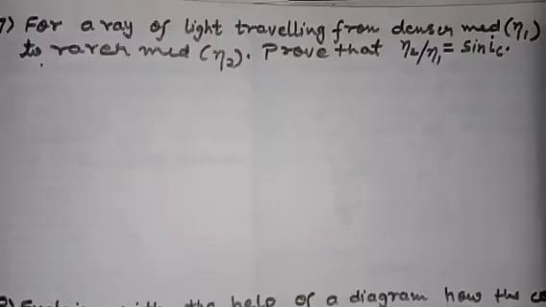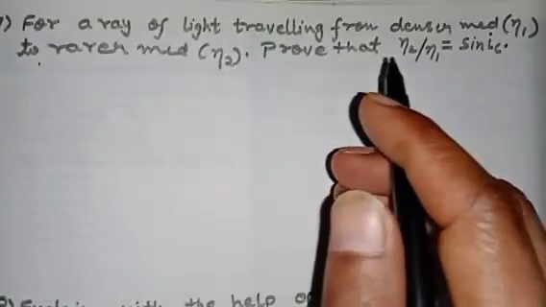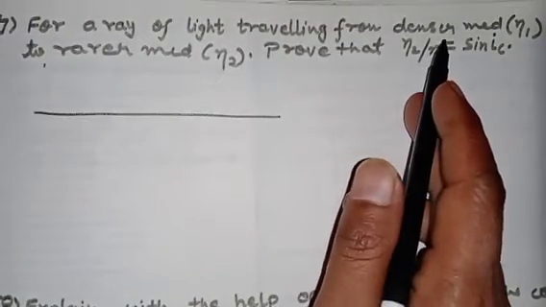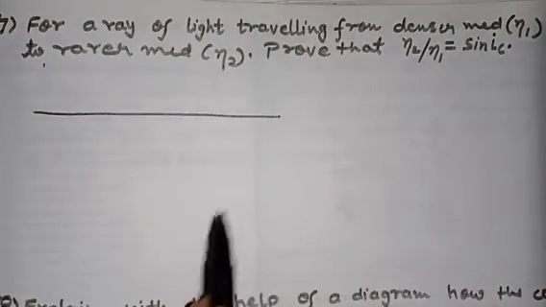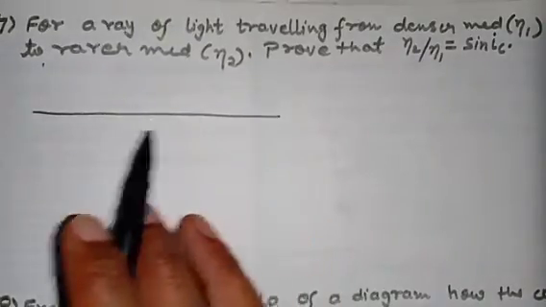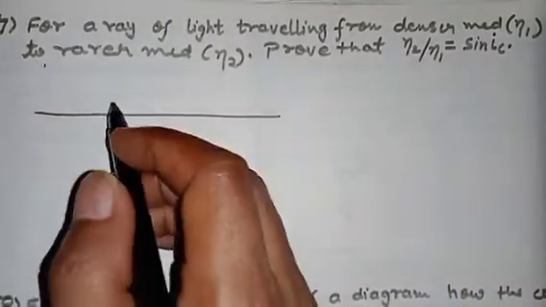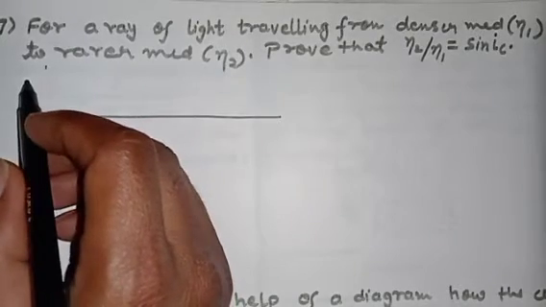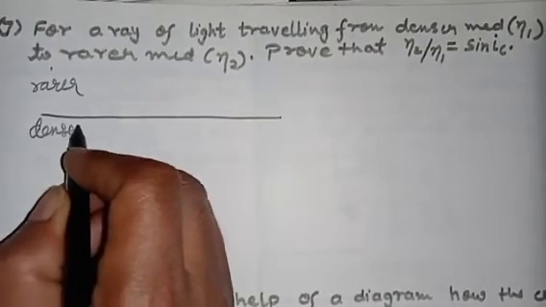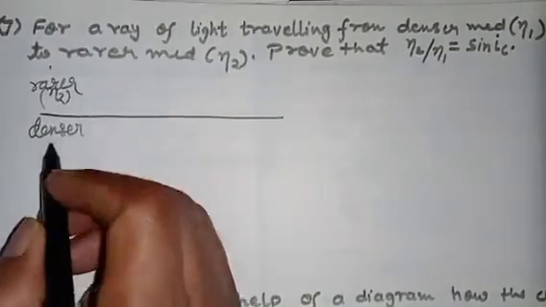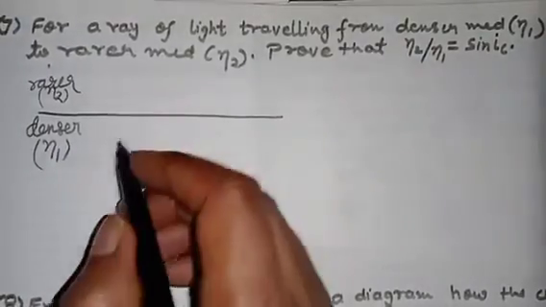Straight away you can. For a ray traveling from denser medium eta 1 to rarer medium eta 2, prove that eta 2 by eta 1 equal to sine IC. So this is the case for critical angle. Remember this thing. Generally we show denser medium with the symbol eta 2 and rarer medium with symbol eta 1. So this time the confusion will be there, but doesn't matter. So let us suppose this is rarer medium as we used to do, and this is denser medium. Rarer medium with refractive index eta 2 and denser medium with refractive index eta 1.